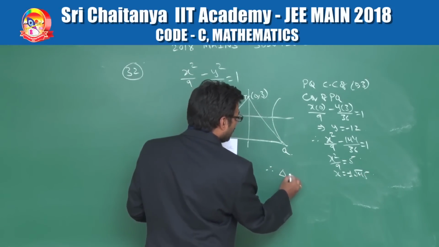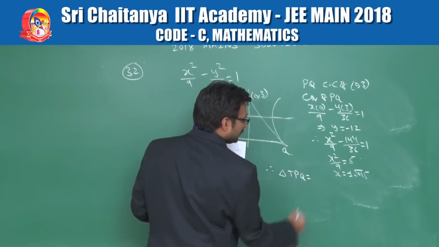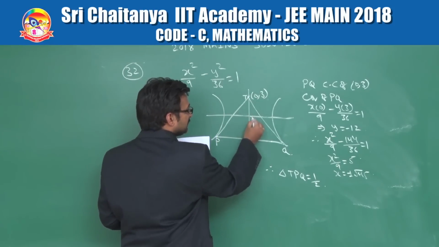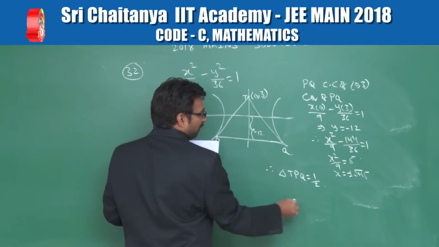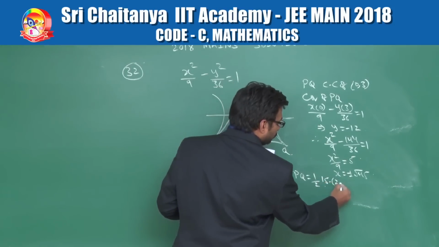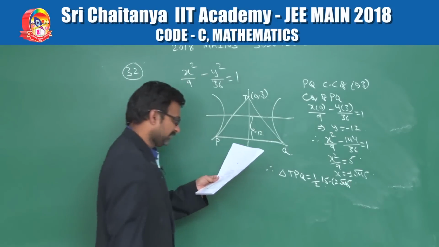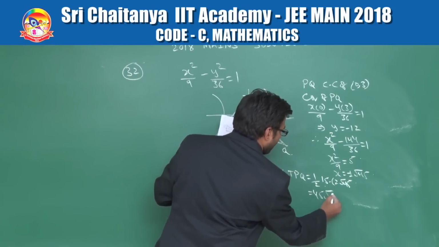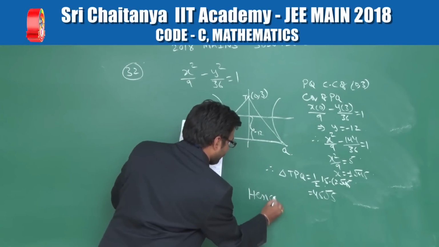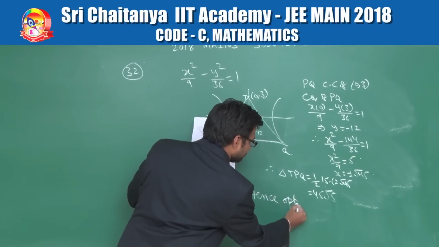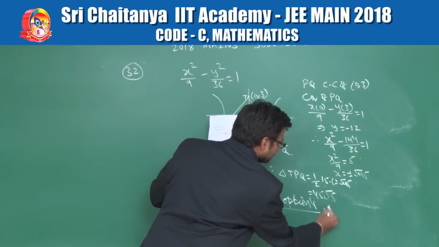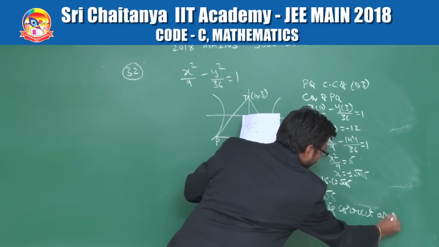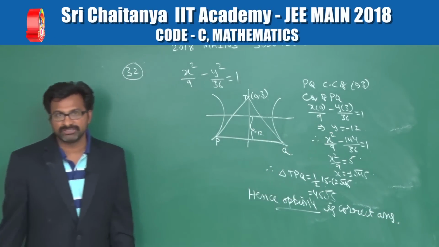Therefore area of triangle TPQ is equal to half into base into height. This length is 15. So half into 15 into 2 root 45, that is nothing but 45 root 5. Hence option 4 is the correct answer.